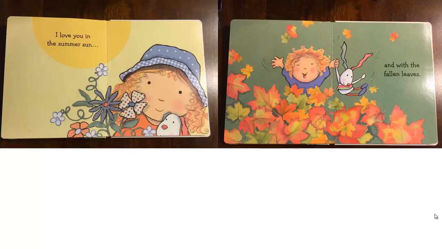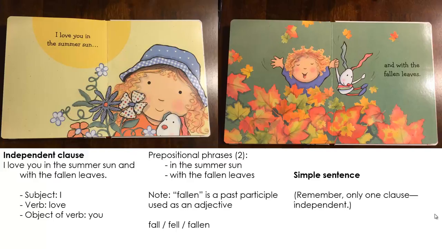Do we have any other set of subject and verb? No, we do not. We have other nouns, but we don't have any other verbs that accompany those nouns. So we actually have a simple sentence. Everything on the left is the same: independent clause, two prepositional phrases, simple sentence.